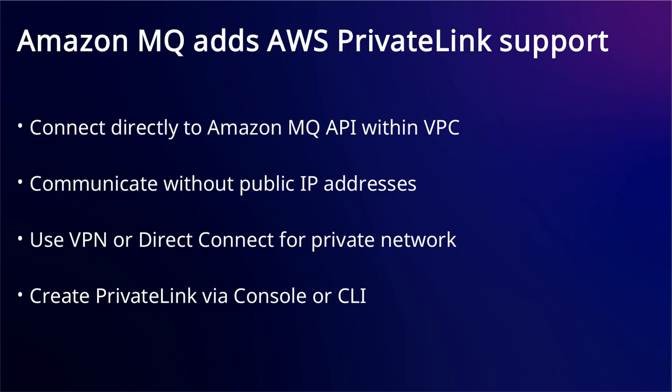Amazon MQ now offers enhanced security and network optimization through AWS PrivateLink support. This feature addresses the need for secure, private communication between your VPC and the Amazon MQ API without traversing the public internet. You can connect directly to the Amazon MQ API within your VPC, eliminating the need for public IP addresses on your instances. For private networks, you can use AWS VPN or Direct Connect to connect to your VPC.